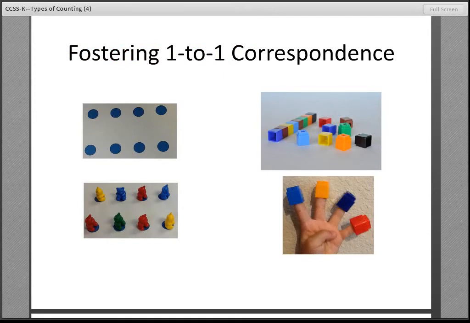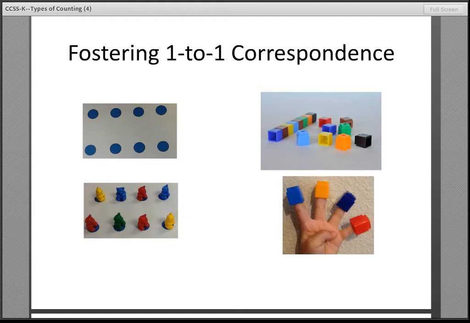To foster one-to-one correspondence, there's a need to slow down the count sequence so that it can be brought into synchrony with the objects being counted. By synchrony, I mean that one counting word needs to be stated with one object. Of course, that is easier said than done. Here are a couple of ideas inspired by things that I've used and also ideas from Mathematics Their Way.